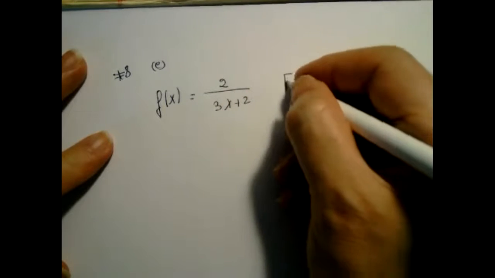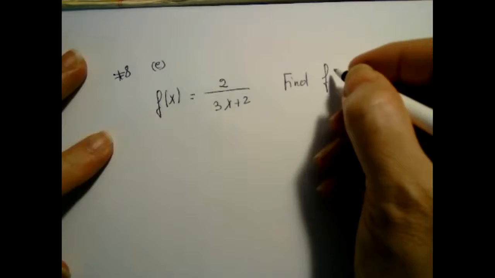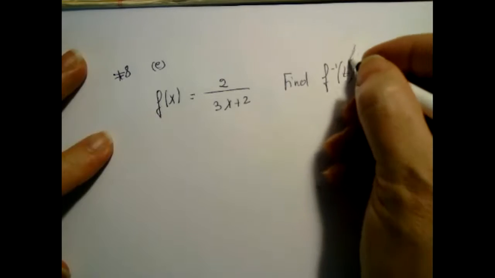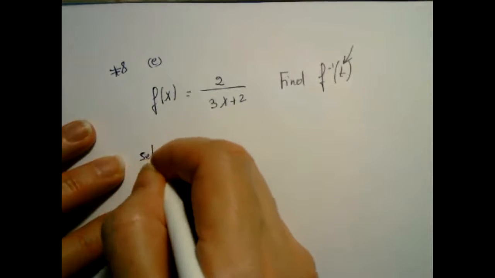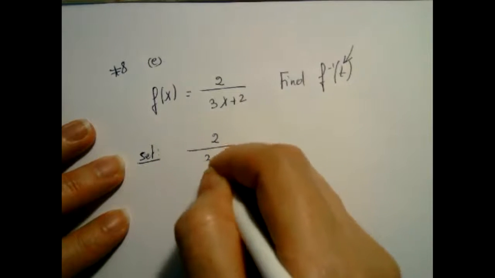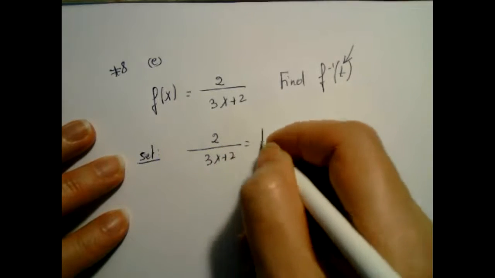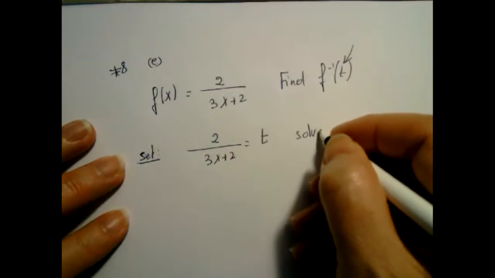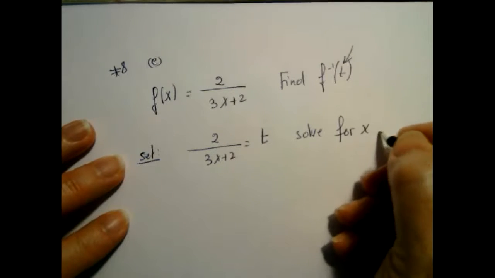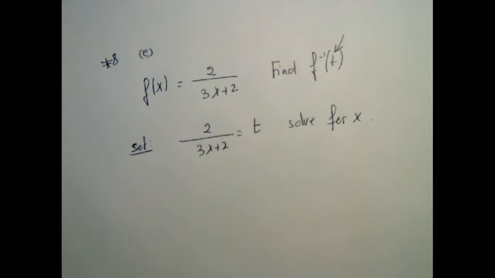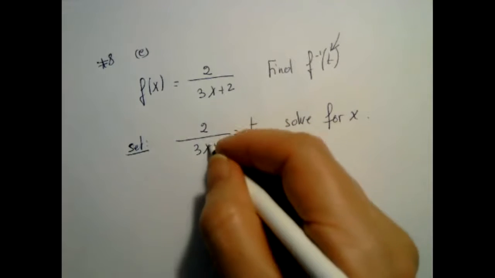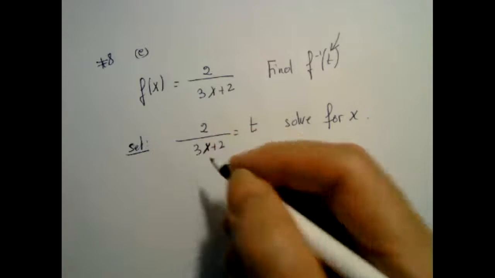And the question is, we need to find a formula for f inverse of t. So again, here I have the input. I have the output is t. I need to find the input. So we're going to set this equal to t and solve for x. Okay. All right, you guys help me out. How can I do that? Somehow I need to isolate x. What do you think I'm going to do?